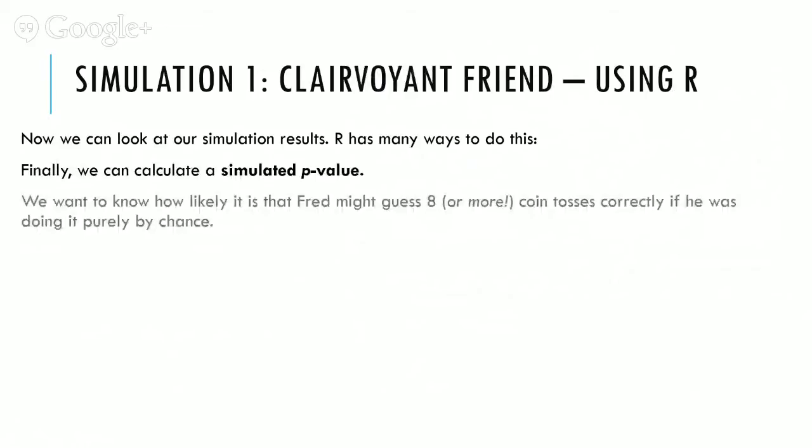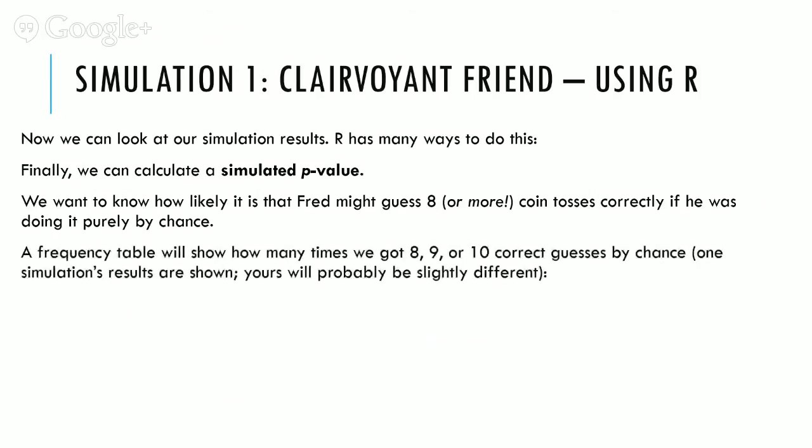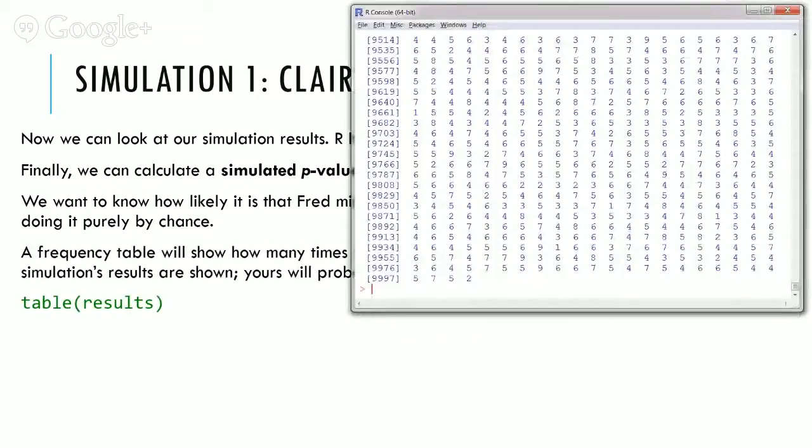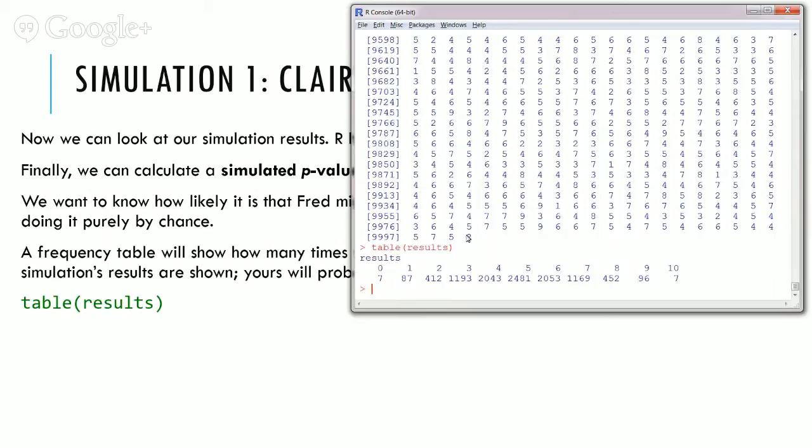We can calculate a simulated p-value by just looking at how many times, if Fred were guessing randomly, he might guess 8 times correct, or 9 times, or 10 times. A frequency table will tell us that. There's a function called table, and that's just a frequency table. It's a really handy function. So results is these 10,000 individual numbers between 0 and 10, right? So table of results shows us a frequency table.